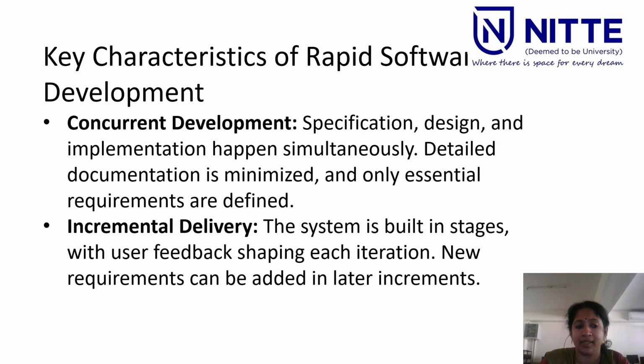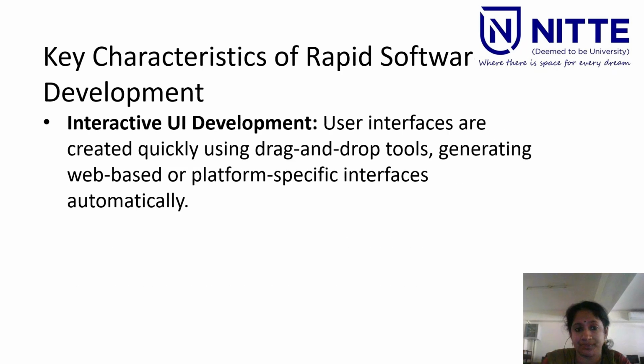So what are the main characteristics of rapid software development? Concurrent development: specification, design, and implementation happen simultaneously. So detailed documentation will be minimized, and only the essential requirements are defined. Incremental delivery: the system is built in stages with user feedback. Users can give continuous feedback in each iteration. No requirement can be added for the later increments.